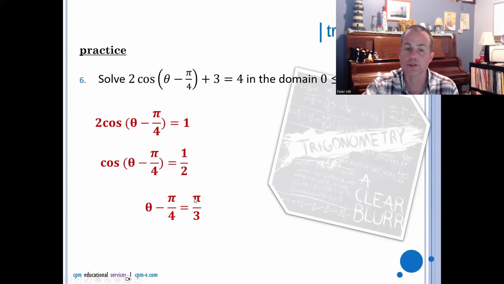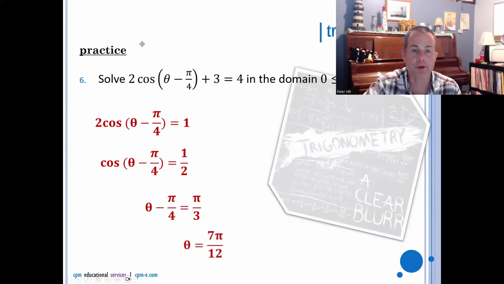Now, if it equals pi over 3, to get theta all by itself, I'm going to have to add pi over 4 to both sides. And if I add pi over 4 to both sides, again, I'm just thinking about a common denominator, right? Let's make that over 12. So this would be 4 pi over 12. And then this would be, what, 3 pi over 12? So I get 7 pi over 12 when I add those together.